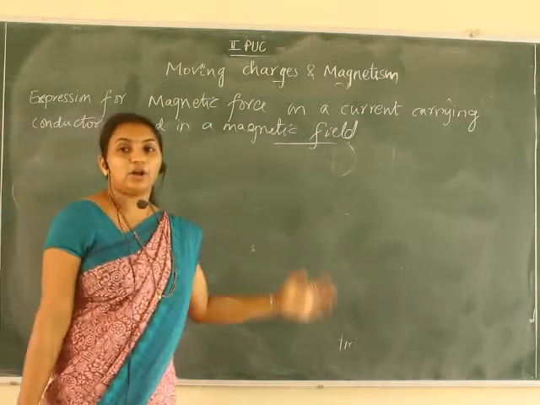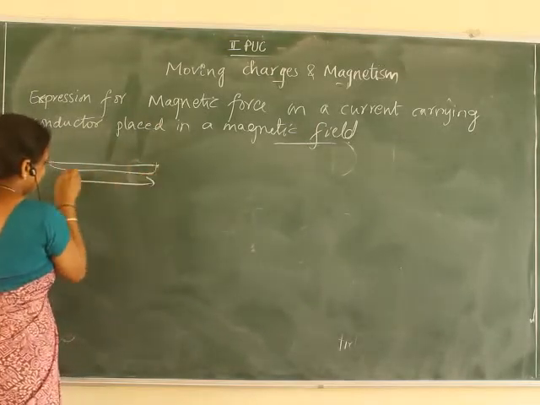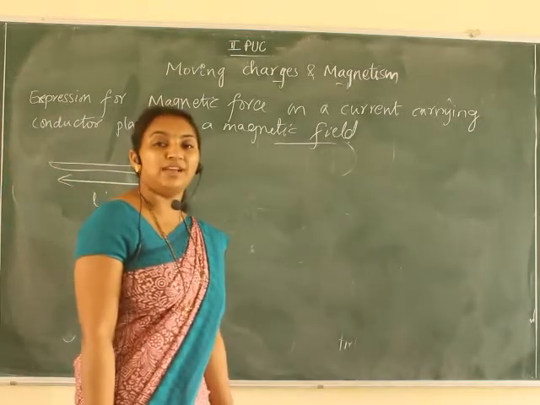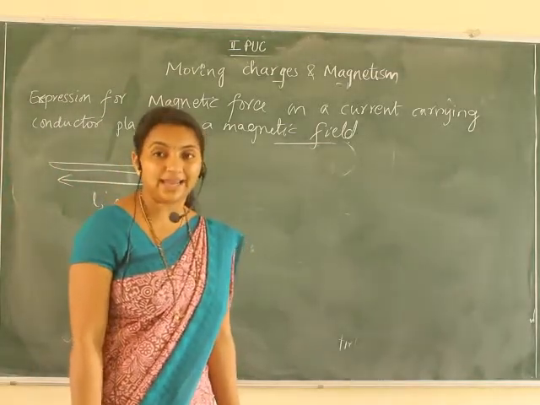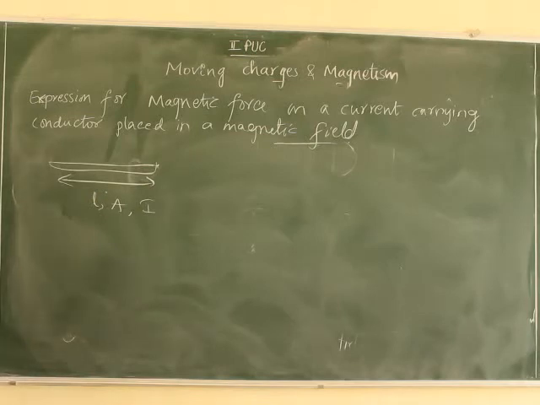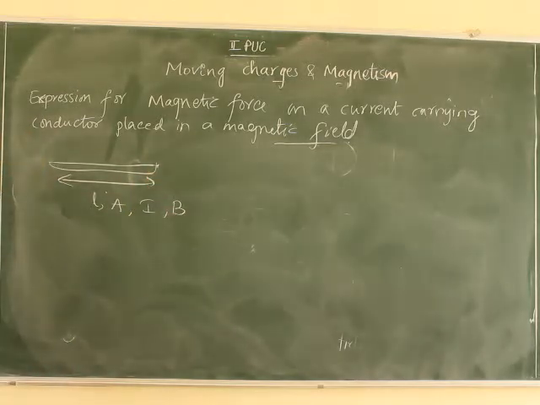Let us consider a rod. One rod we'll consider of a length L, area of cross section A, carrying the current I. Let us place it in a uniform magnetic field B vector.